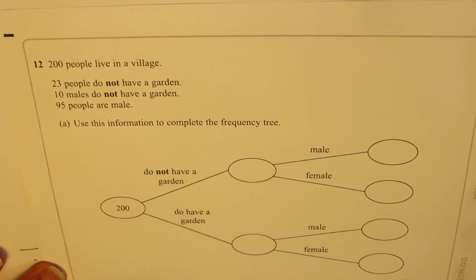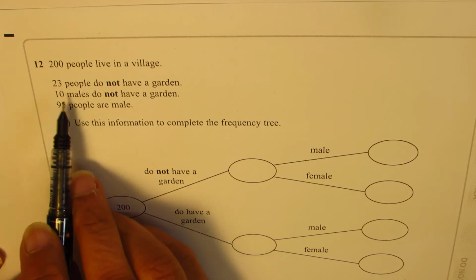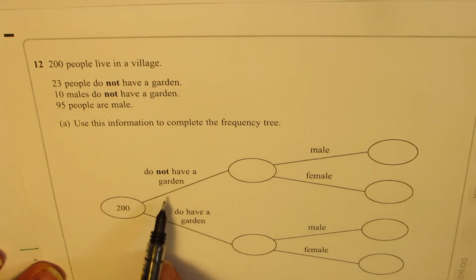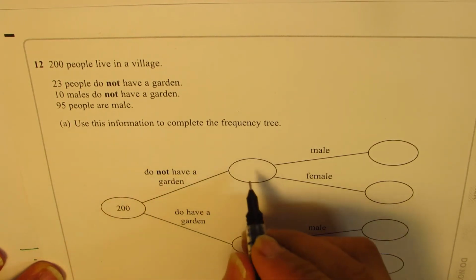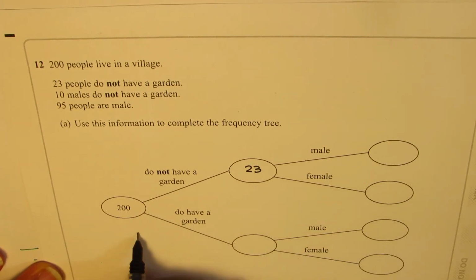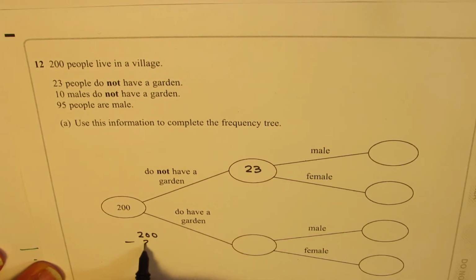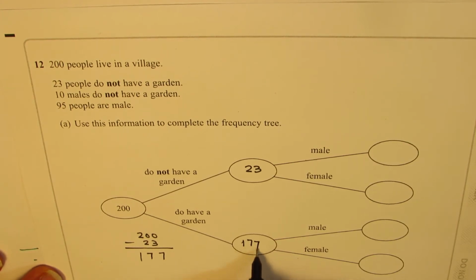Okay, so let's again read it. We have 200 people in all, 23 do not have garden. So there are 2 portions. So one branch is do not have, the other one has. Do not have is 23. So the number which has is 200 minus 23. Correct? So 177 will come here.